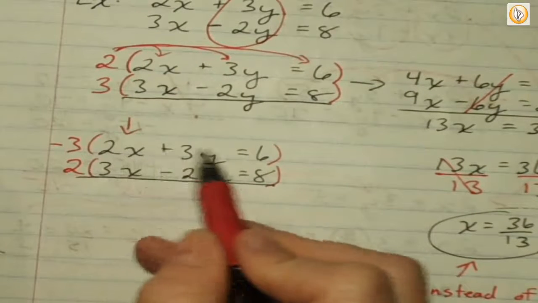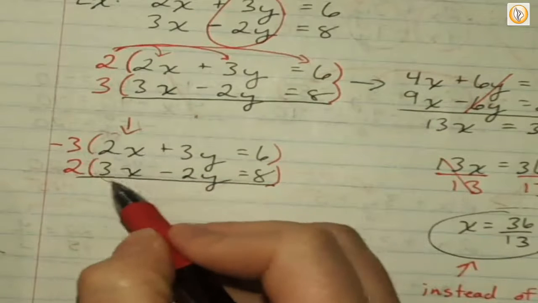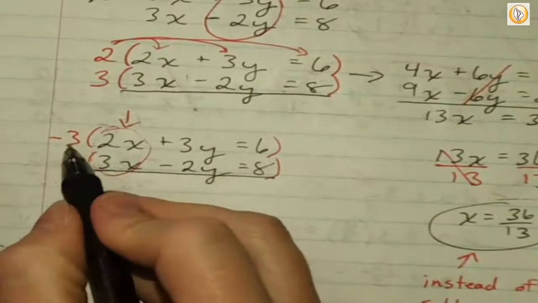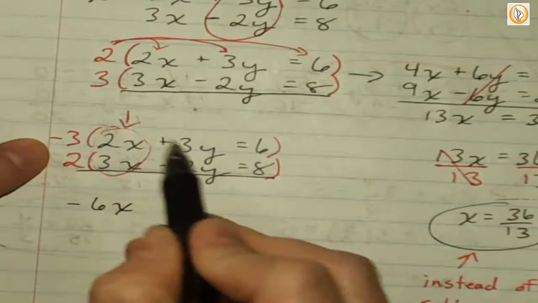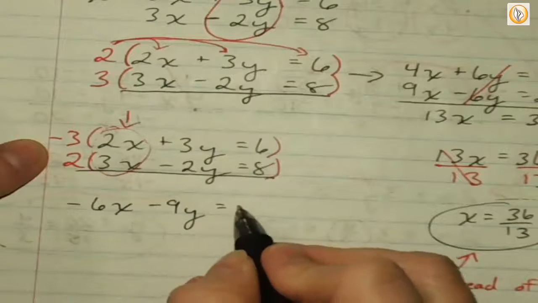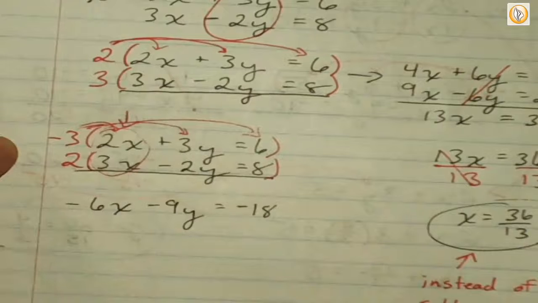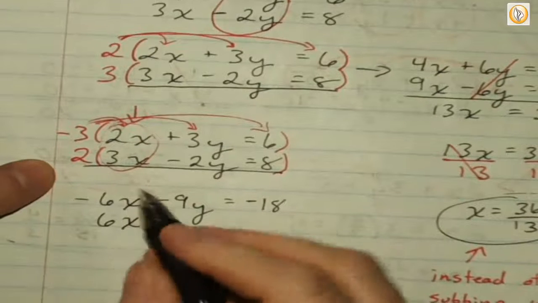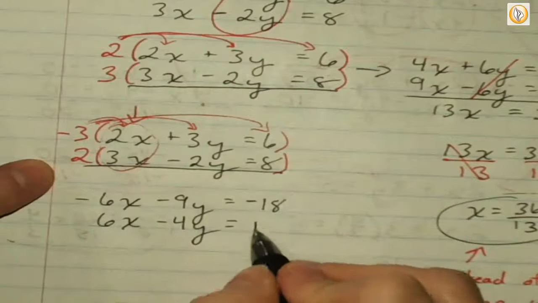Okay, so I'm going to this time multiply the top line by -3 and the bottom line by +2 because we want to get these to where they can eliminate. So, by distributive property, -3 times +2x is -6x. -3 times 3y is -9y. -3 times 6 is -18. Again, we're doing distributive property. 2 times +3x is 6x. Oh, look, now I can start eliminating. 2 times -2 is -4y. And 2 times 8 is 16.